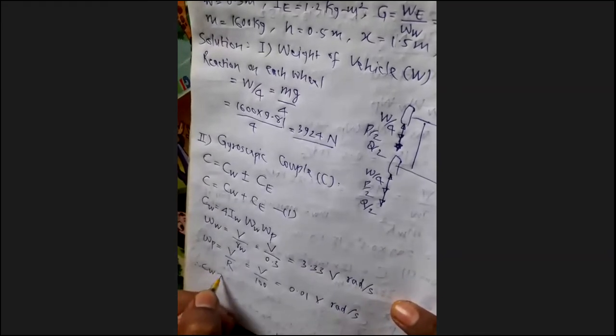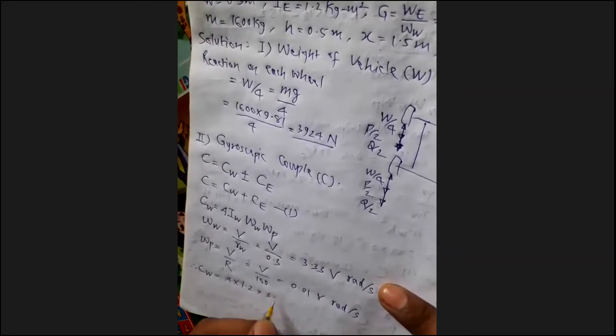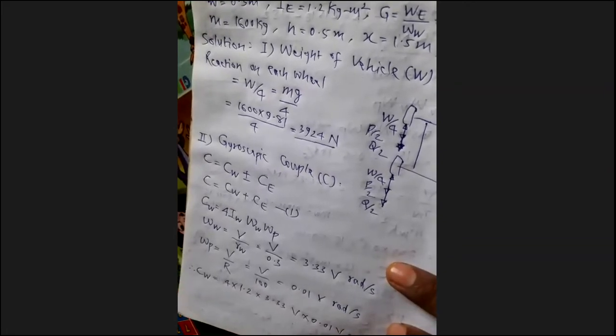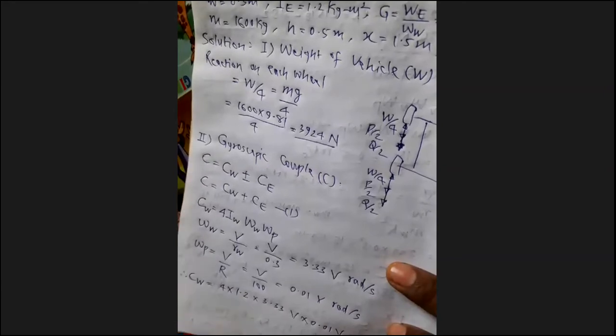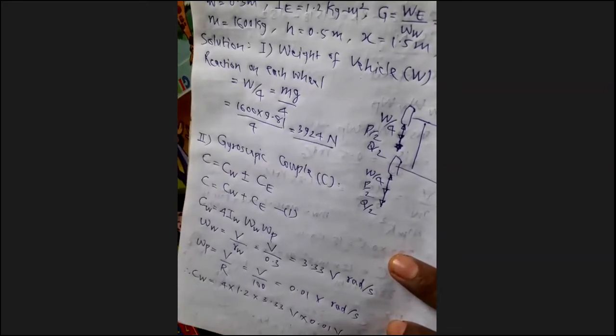So let us substitute this to find CW. Therefore, CW will be equal to 4 into 1.2 multiplied by 3.33 multiplied by 0.01 V. So this value I get as 0.33 V square. Again, as this is couple, the unit will be Newton meter. Now let us find CE.